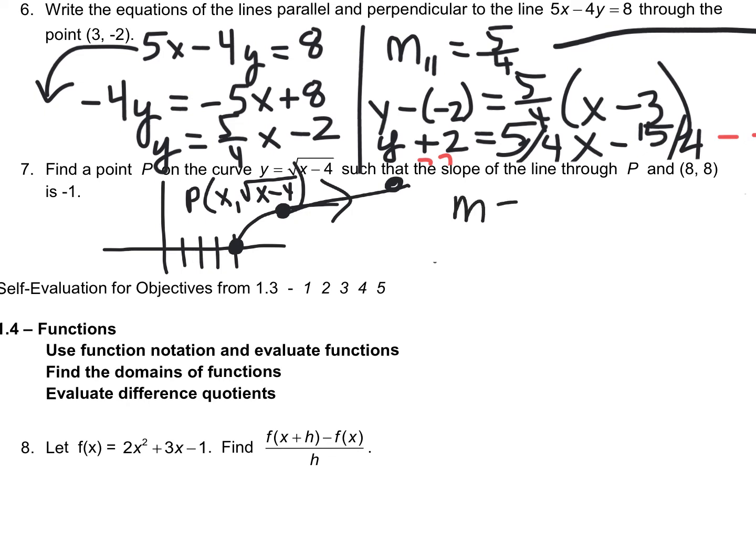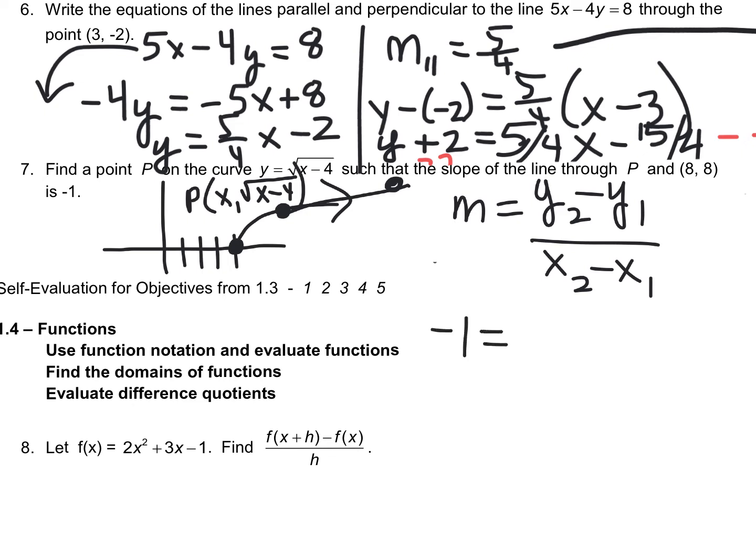So if I do m equals y2 minus y1 over x2 minus x1, let's just plug in the information that we have. M is negative 1. We already know the slope is negative 1. y2 is either the 8 or the root x minus 4. So I'm going to go with the root x minus 4 first. I think it's easier for me to work with. That's my y2. Minus y1 is minus 8. And I have x2 minus x1. So I have to go in the same order I went with the y. So I have an x here minus 8.